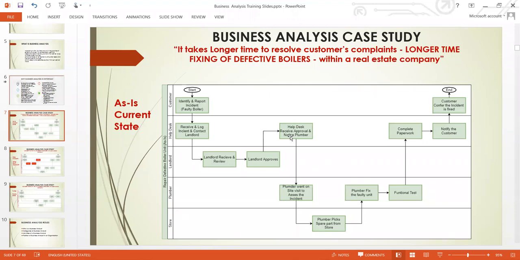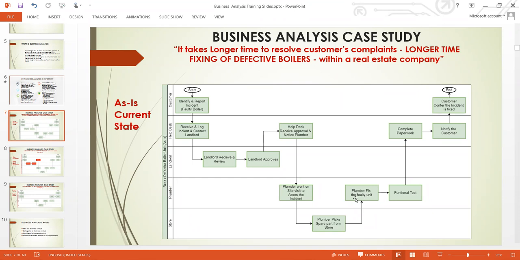The plumber is the person that is going to sort out the defective boiler. And then the plumber goes on site. If you are the person complaining, the plumber will come to your house to see the defective boiler, because the plumber cannot just come; the plumber will come and find out what is actually going on. So the plumber visits the site to assess the incident. And when the plumber finishes assessing the problem, the plumber picks the spare parts from the company storeroom. And then the plumber will go back.